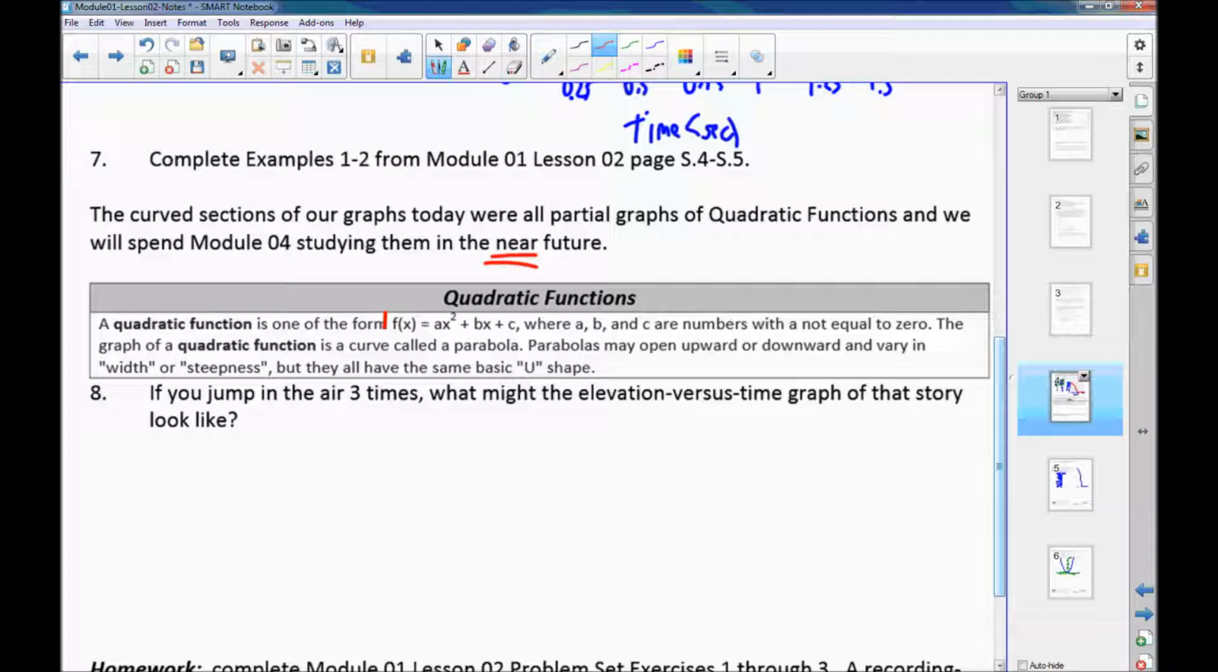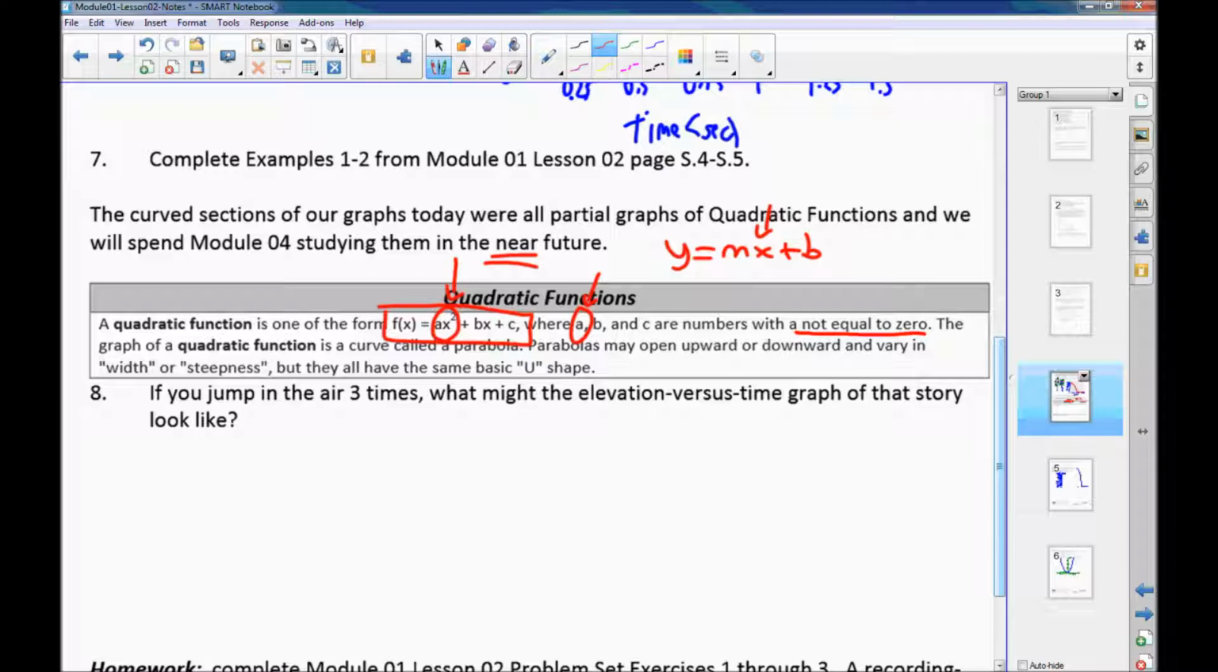Okay. However, we do have a definition of a quadratic function. A quadratic function is in the form of f of x equals ax squared plus bx plus c. So if you remember linear functions last year, this was y equals mx plus b, right? Just a regular x. Now we get an x squared. Okay. A, b, and c are numbers not equal to 0, so we can't have a be the 0 part here. Okay. So the graph of a quadratic function is a curve called a parabola, and parabolas may open upward or downward and may vary in width or steepness, but they all have the same basic U shape. Okay. As a matter of fact, a can never be 0, or we don't get a quadratic.